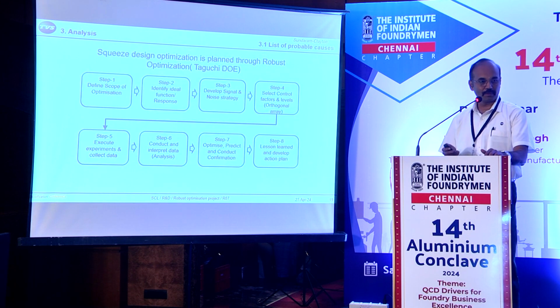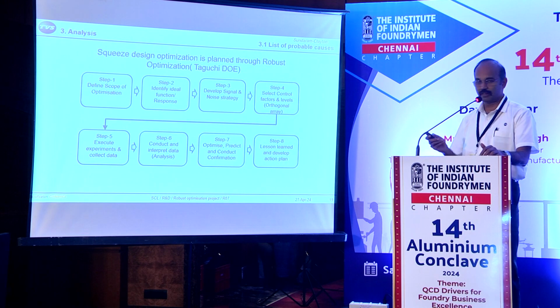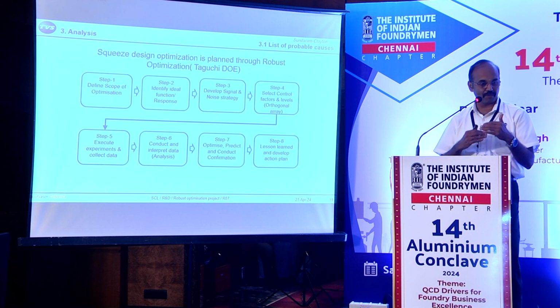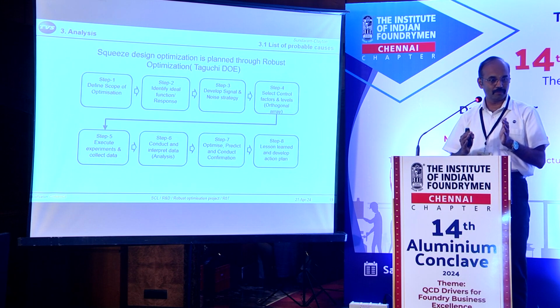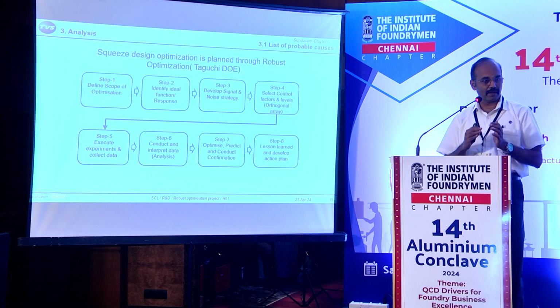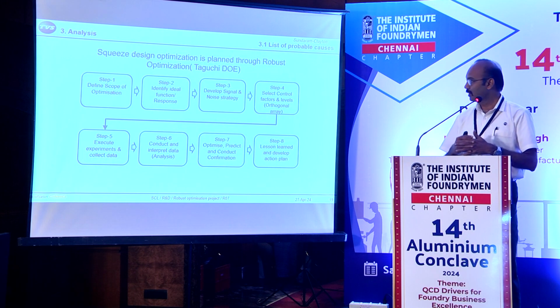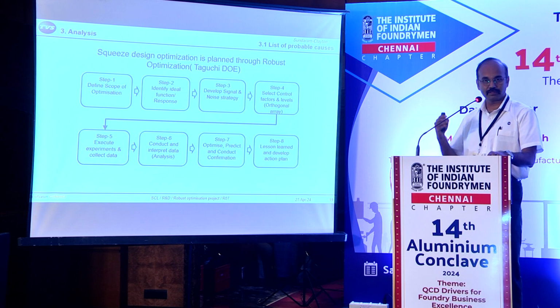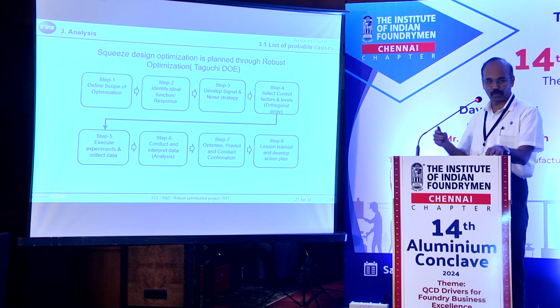And there's robust optimization. We have a structured 8-step approach. It starts with defining the scope of optimization. So where do we want to work? What is the area that we want to take? Then we need to identify the ideal function and the response. Next is to develop the signal to noise strategy, and then select control factors and levels.